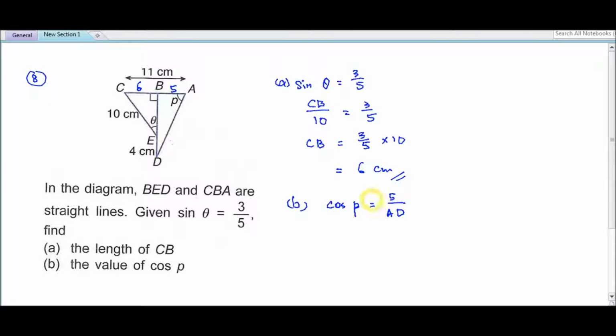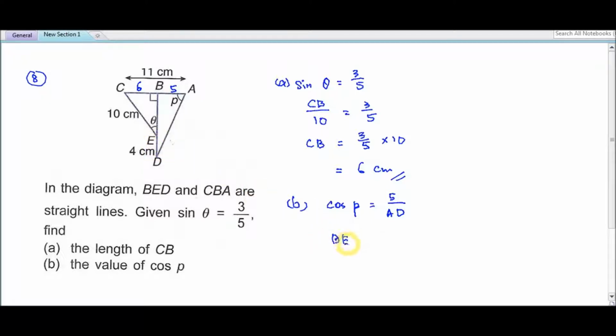How to find out the AD? If you want to find the AD, you need to have the length of BD. How to find the BD? Using the Pythagorean theorem, we can get BE, and we know that the DE is actually equal to 4, right? Okay. So how to get BE?